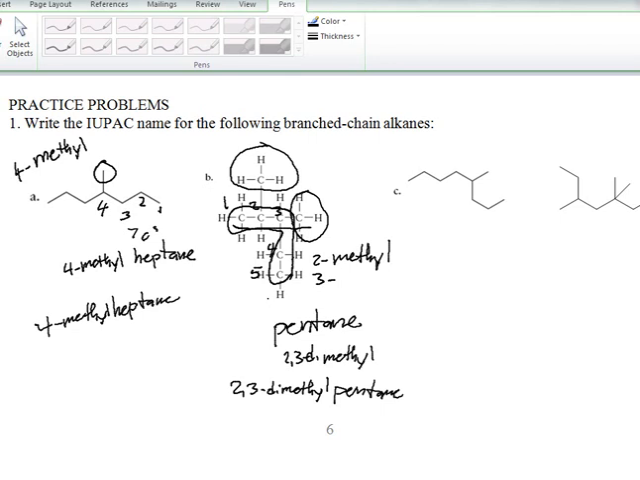So for this molecule, the main chain, I think, 1, 2, 3, 4, 5, 6, 7, 8 is longer than 1, 2, 3, 4, 5, 6. So we have octane as our root name. There are no double bonds, so we leave it as A-N-E. The substituent is right here. That is a methyl group.